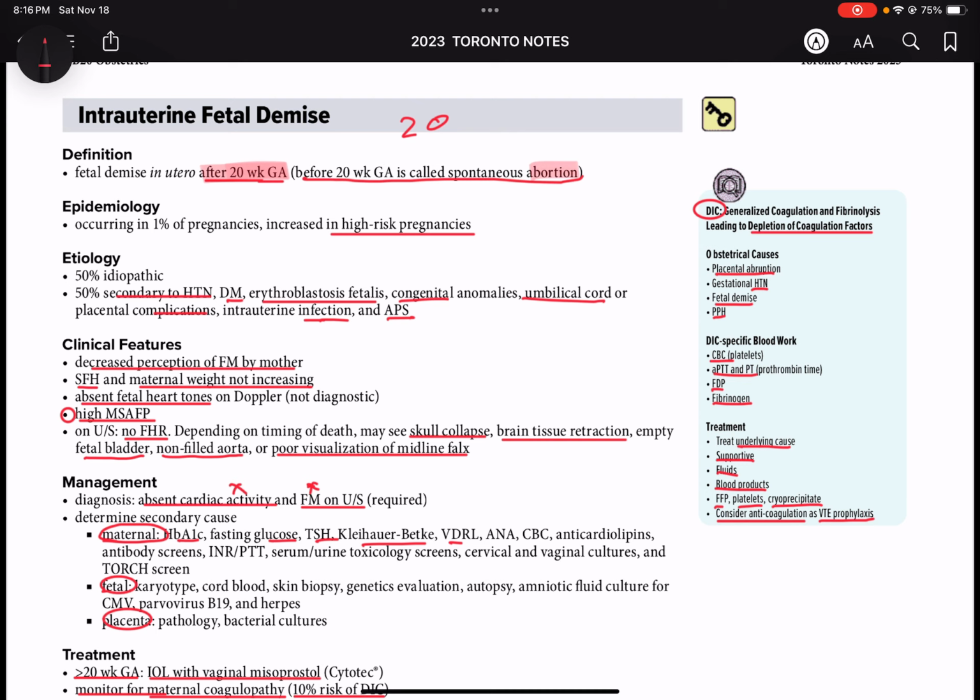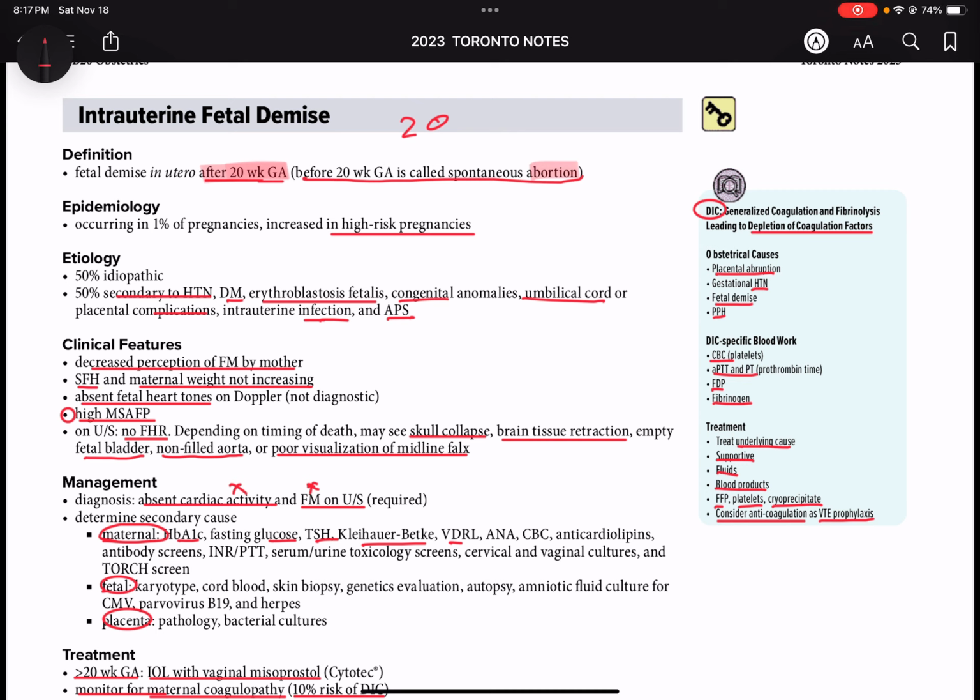It occurs in high-risk pregnancies. Etiology is often idiopathic. It could be because of maternal causes, maternal illnesses, hypertension, diabetes, any infection going on, antiphospholipid syndrome, and it could be because of fetal complications, any congenital anomalies.